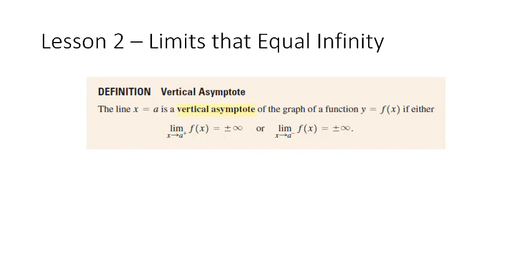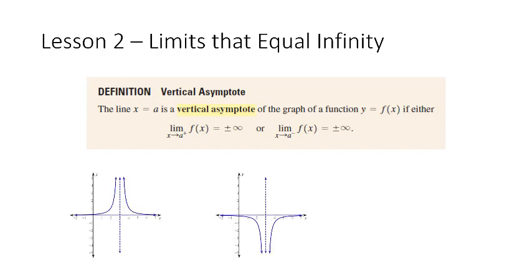Let's take a look at limits that equal infinity. An x value that causes the denominator to equal 0 forms a vertical asymptote. In these instances, it is possible for a limit to equal positive infinity, negative infinity, or not exist.